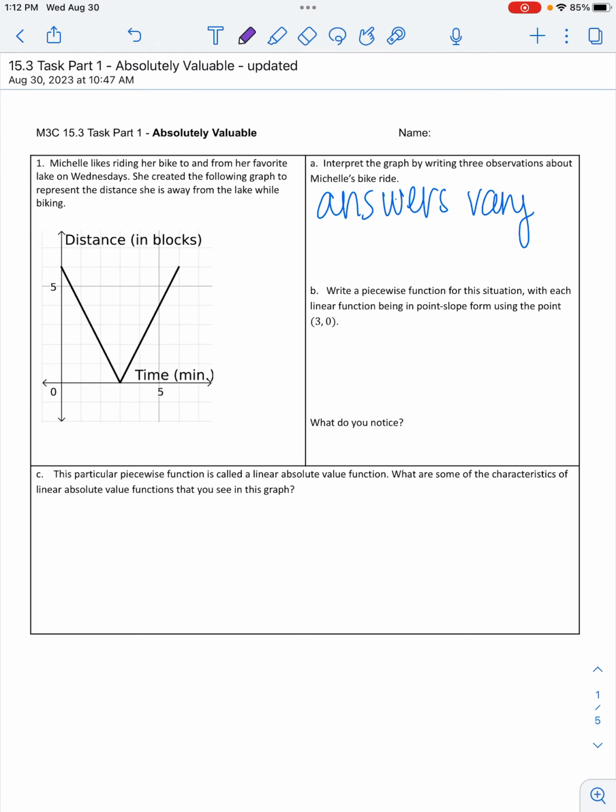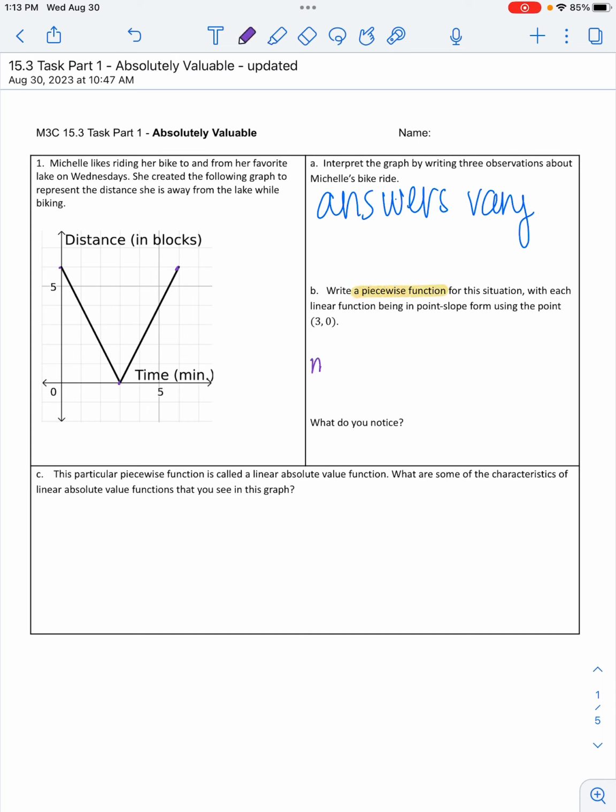Okay, so hopefully you came back after trying this for yourself, but for question A, answers will vary. You just need to try that for yourself. And then this is for Michelle and her bike ride. So there's lots of things that you could have noticed. She starts at 6, she ends at 6, she turns around after 3 minutes. She starts 6 blocks away from something and ends there. Lots of different things. But this first thing is going to ask us to do a piecewise function.